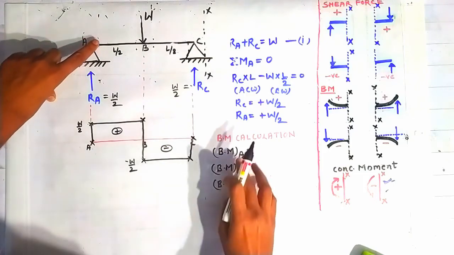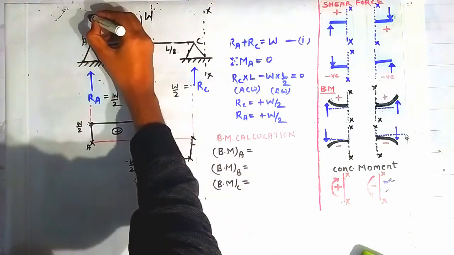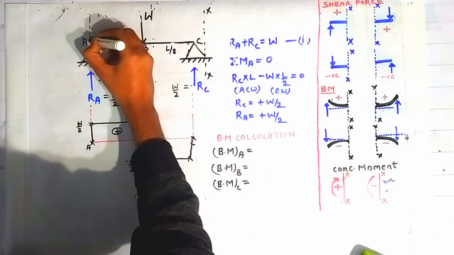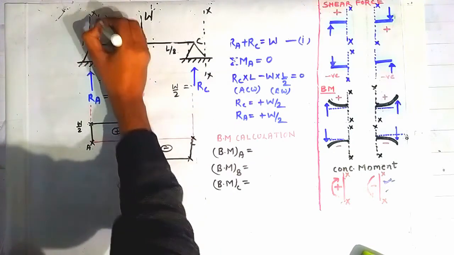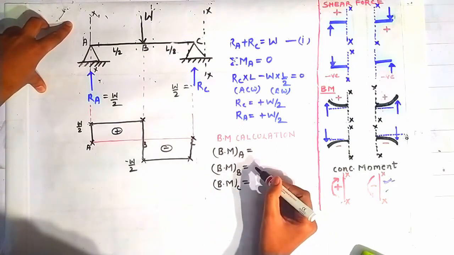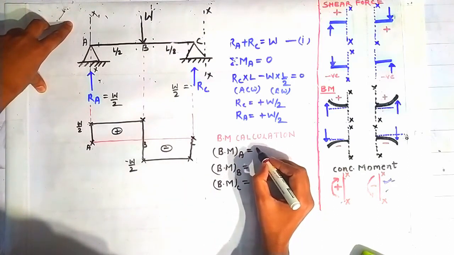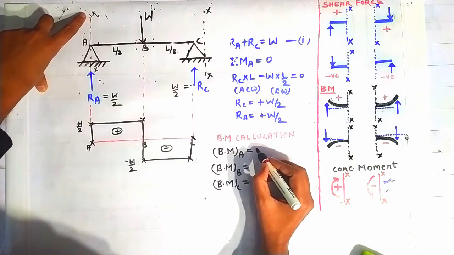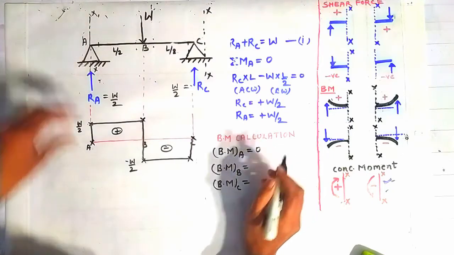So bending moment at the point A, if you want to find out, then we have to follow the same procedure. We have to construct a section here passing through this point A. Now looking on the left side of this section, there is no force acting, no concentrated moment acting. That's why the bending moment about this section x-axis is 0.